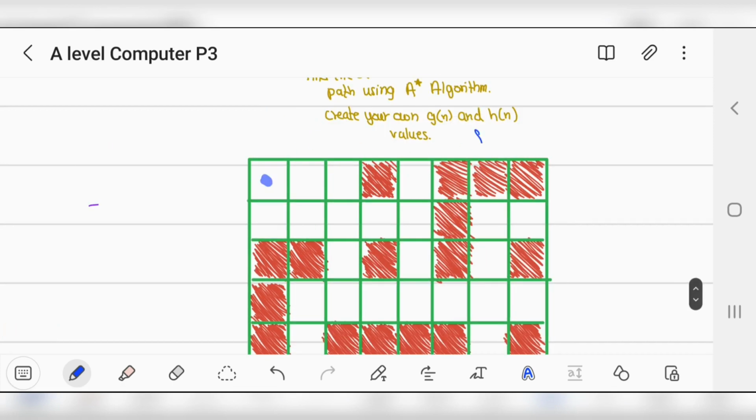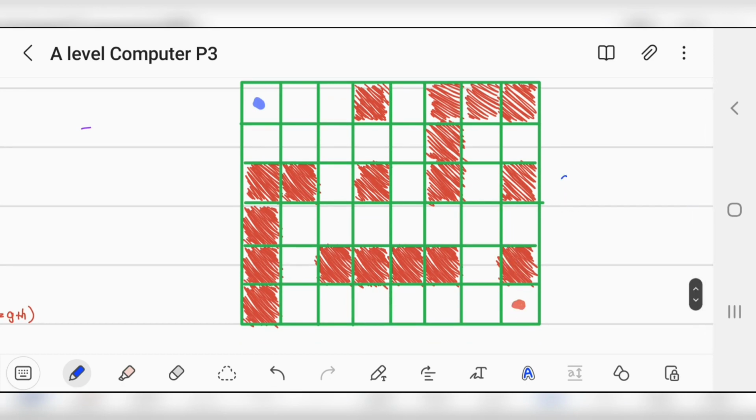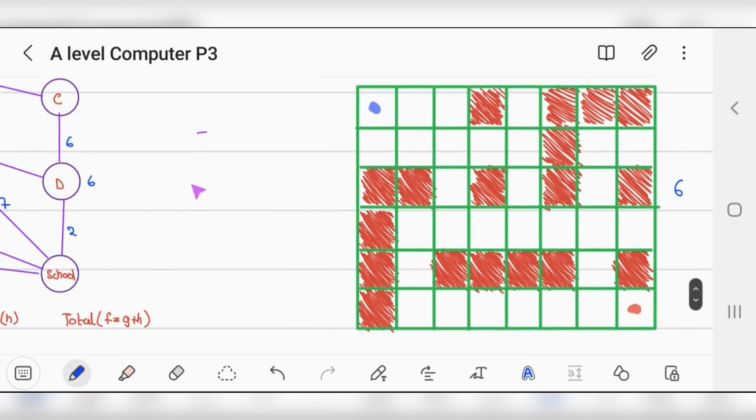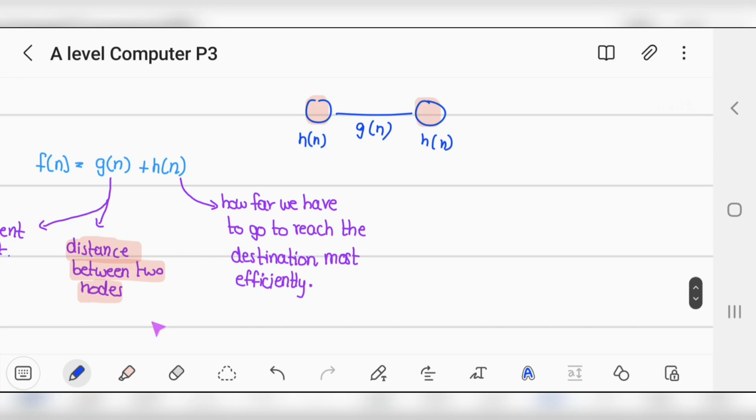Okay, 8 and 1 2 3 4 5 6, so 8 plus 6 is how much? 14 is the heuristic value, the distance from this position to this position, the distance that you will have to go through. It's only telling us the distance, how far we have to go.